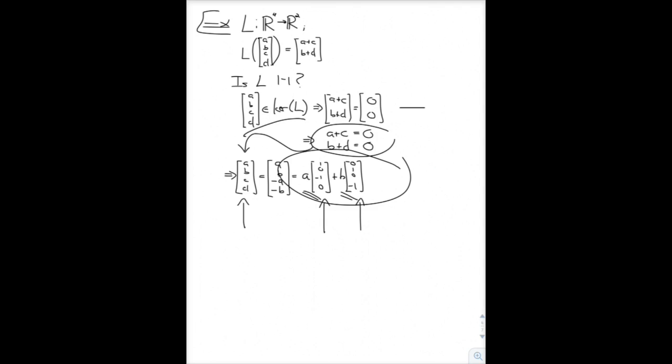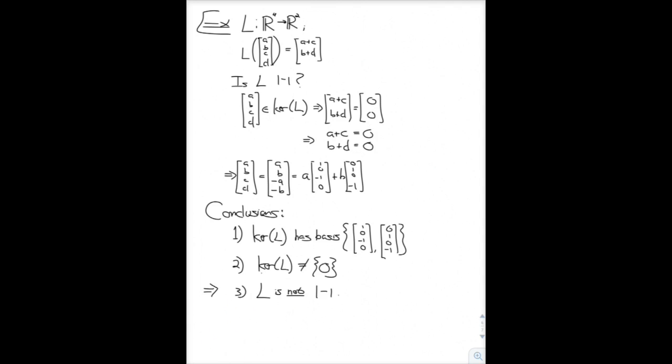So what have we found? We've found a basis for the kernel. That basis consists of more than the zero vector, so we can conclude confidently that the kernel is not the zero subspace. It consists of much more. Here are our conclusions. 1, the kernel of L has a basis consisting of these two vectors. 2, therefore, the kernel of L isn't 0. And 3, therefore, concluding from our theorem, L cannot be 1 to 1.